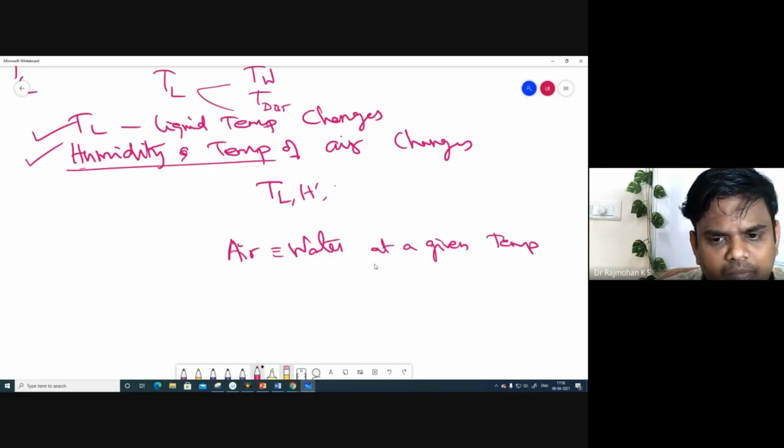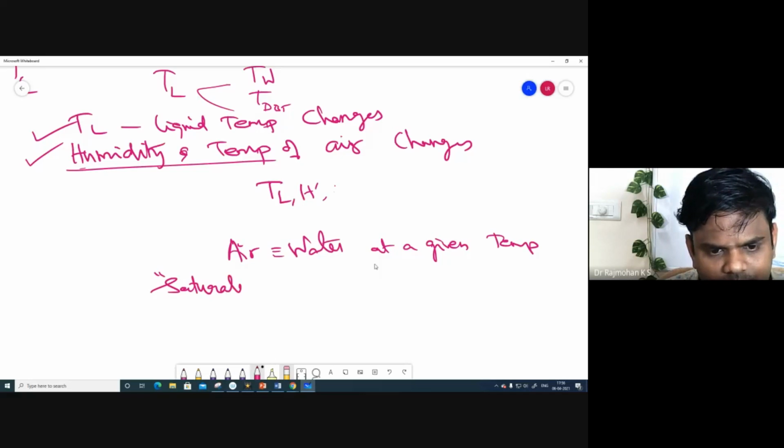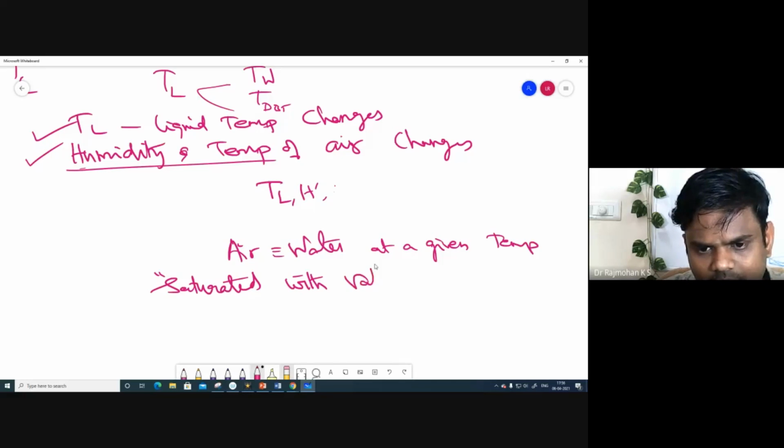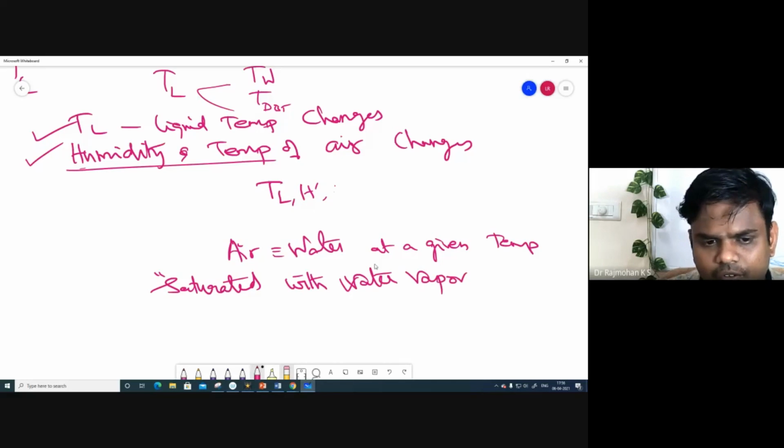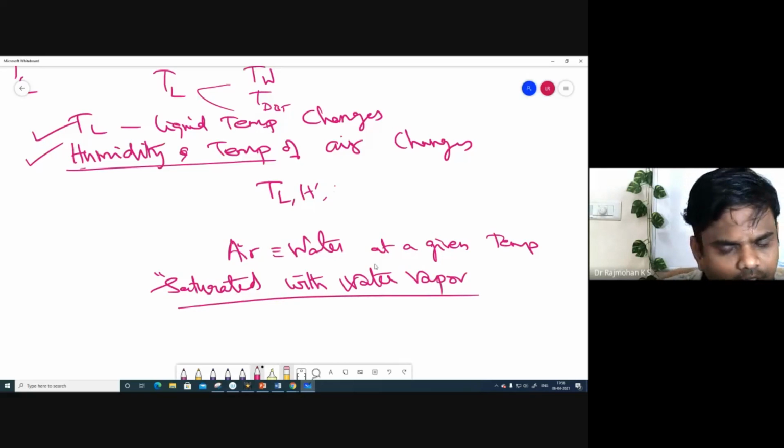Air in equilibrium with water at a given temperature is said to be saturated. Saturated with water vapor. That term we will be using often. Okay, saturated. What do we mean when we say air and water are in equilibrium?